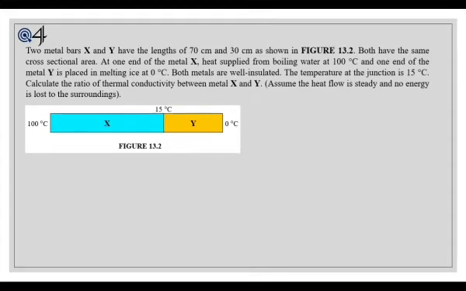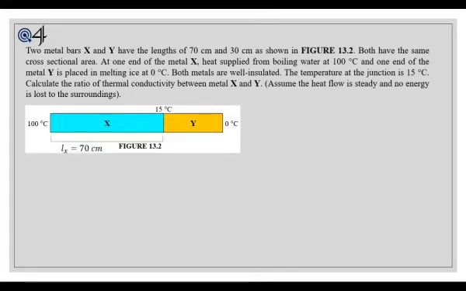Both metals are well insulated. The temperature at the junction is 15 degrees Celsius. Calculate the ratio of thermal conductivity between metal X and Y. Assume that the heat flow is steady and no energy is lost due to the surroundings.